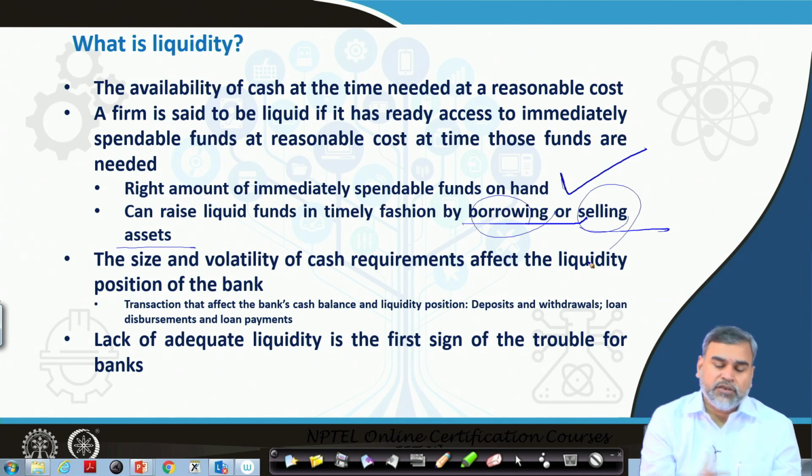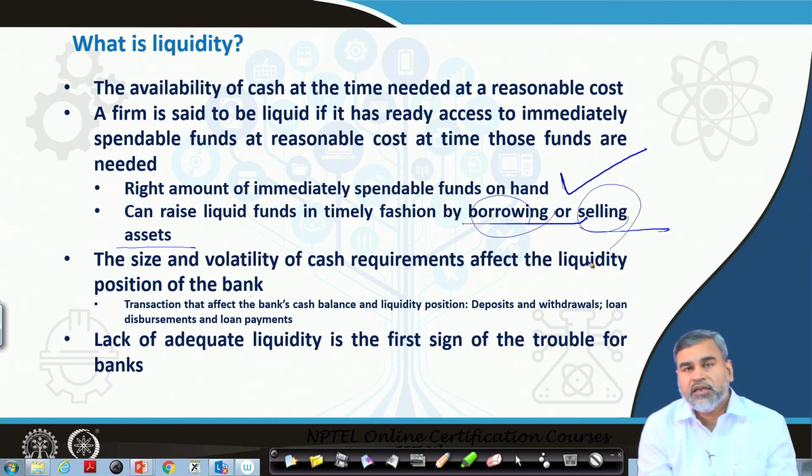That is the frequency of the deposit withdrawals, how frequently these deposits are withdrawn, then how much is the loan disbursement the bank has to make in that particular period, as well as the loan payments, how much loan payments they have to make. So, these are the major factors which are responsible for affecting the liquidity of the commercial bank.